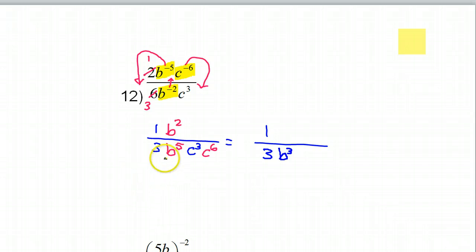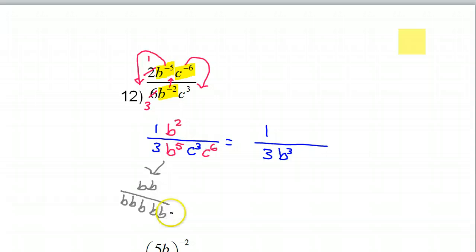Okay, one more time. When I do that, what we're picturing is this. B squared is like BB. B to the 5th power is B, B, B, B, B. So what's really happening is these 2 B's are canceling out 2 of these B's. So that leaves 3 B's, B to the 3rd power, but notice they are on the bottom. So that's why I have b to the third power on the bottom.